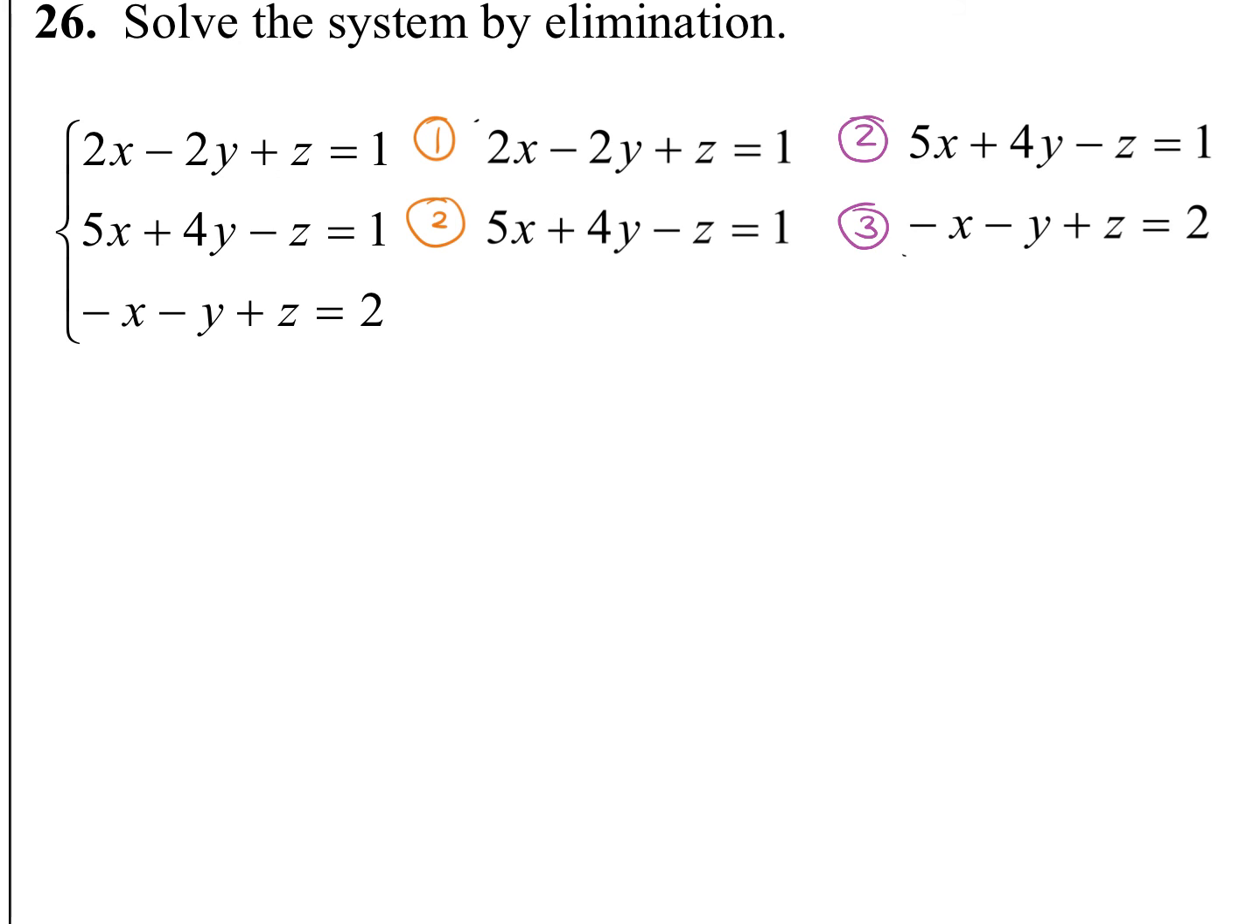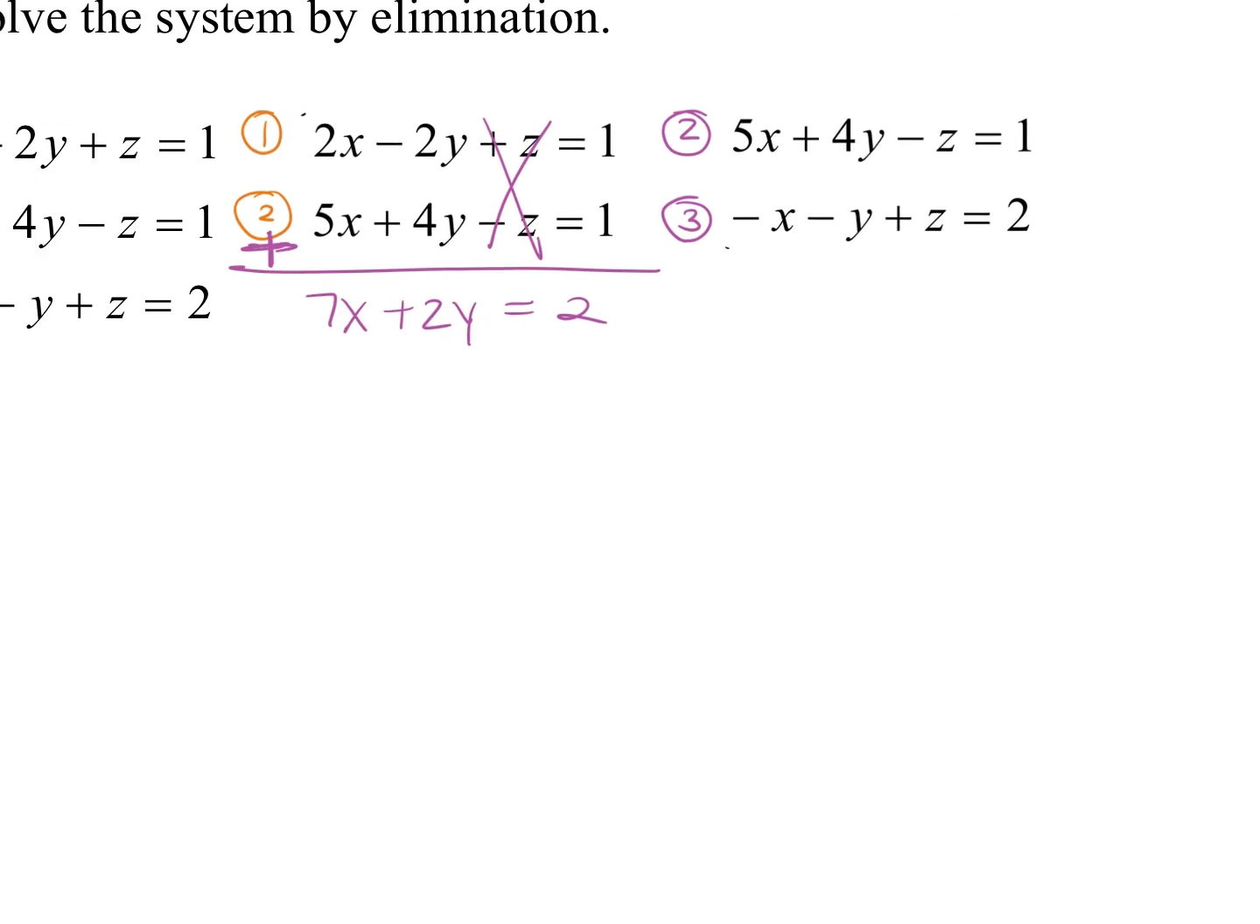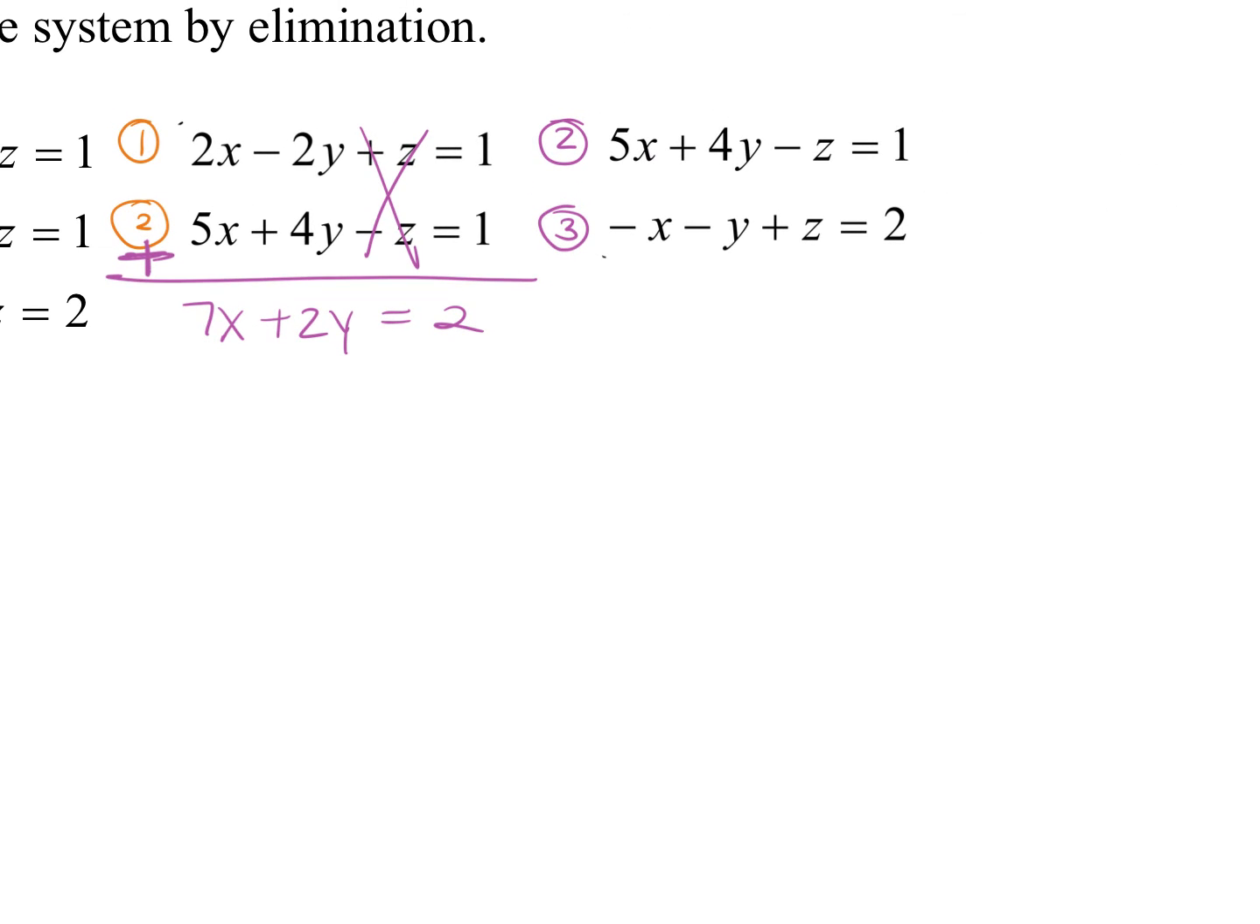Okay. So let's eliminate here. We're going to add these together. 2x plus 5x is 7x. Negative 2 plus 4 is a positive 2y. This is 0, and you get 2 there. Okay, add these ones together. 5x plus a negative x is 4x. 4y plus a negative y is a positive 3y. This is 0, and we get 3 right there.